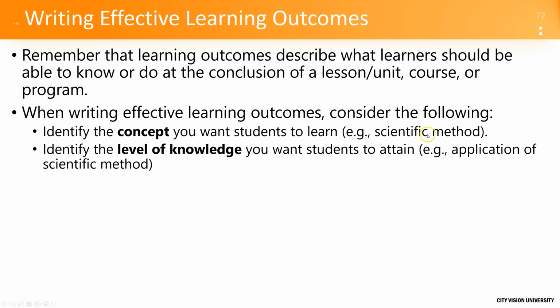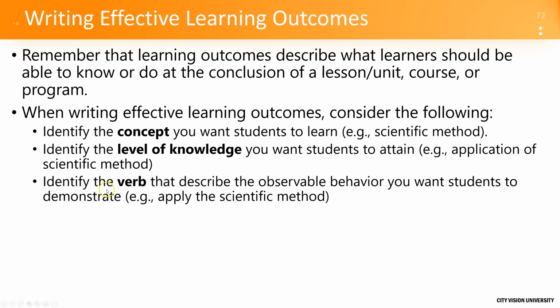And so, like, say the scientific method. So the level of knowledge that you want students to learn. So this is Bloom's taxonomy. You want them to be able to apply the scientific method. You might have evaluate, and then you would actually have people critique the scientific method. And then you'd have a verb, and that's going to describe the observable behavior you want students to demonstrate.